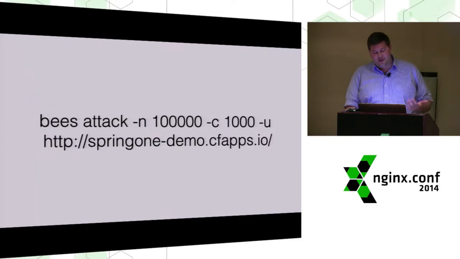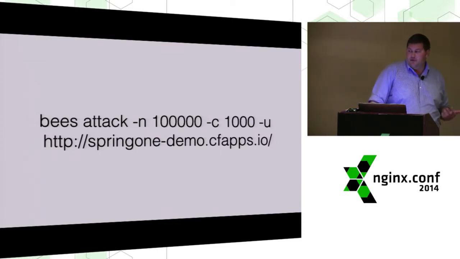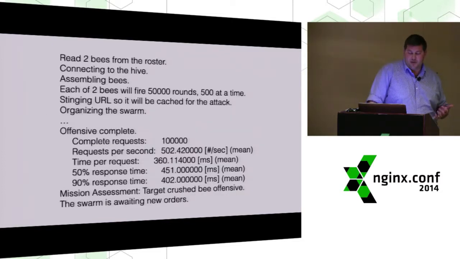Bees attack, let's throw 100,000 requests with a level of 1,000 concurrency and see what happens. This is just some small instance running a Spring app with absolutely no production settings, so it's not going to do too well. Reading 2 bees from the hive, connecting to the hive, assembling the bees. Each of the 2 bees will fire 50,000 rounds, 500 at a time, until the offensive is complete.